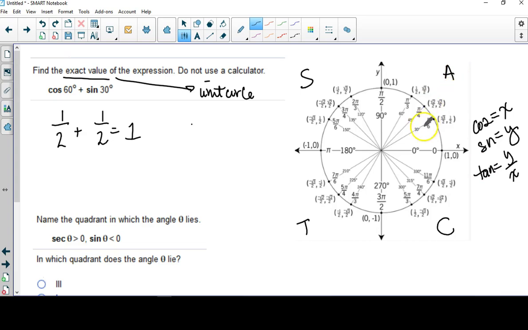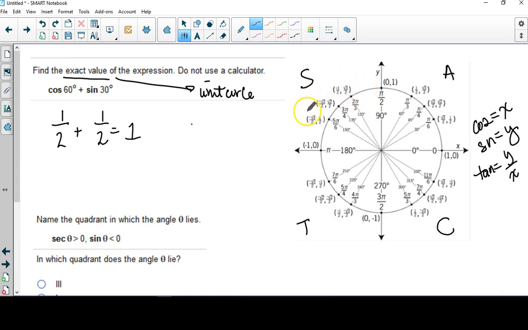So in the first quadrant, all of your trig functions are positive. All your sines, all your cosines, right? Because you're above the x-axis and to the right of the y-axis. Over here, only sine is positive, right? Because your y's are positive. You're still above the x-axis, but now you're on the left side of the graph.